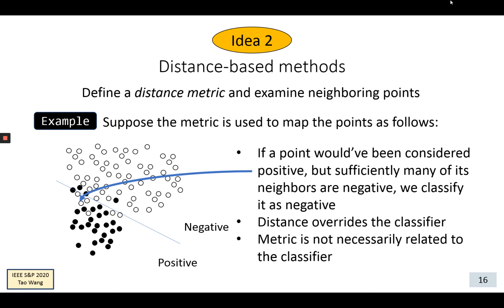An interesting thing about this is that the metric is not necessarily related to the classifier. So you're essentially getting two information sources, one from the metric and one from the classifier, and they can be based on totally different feature sets. The third idea is, instead of two sources of information, why don't we have 5 sources of information?